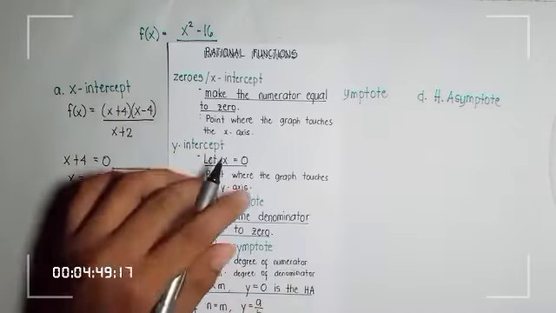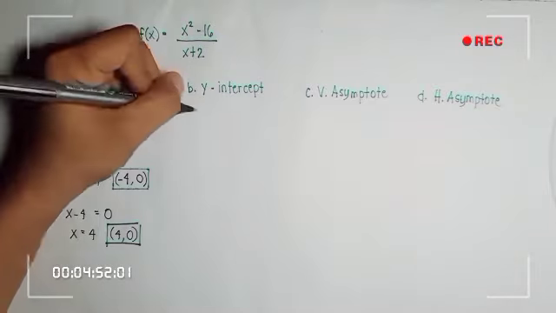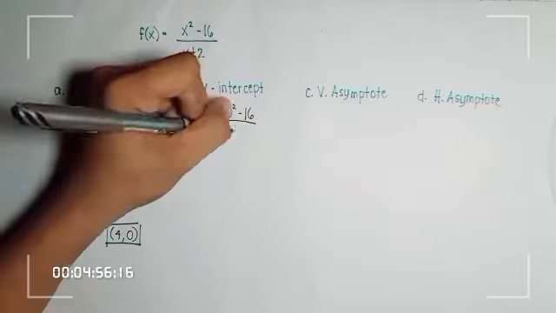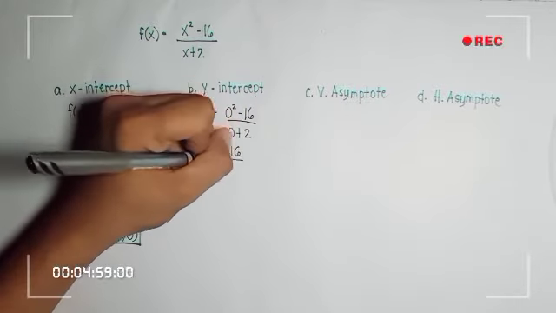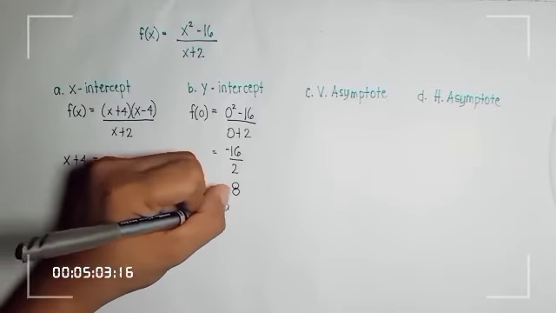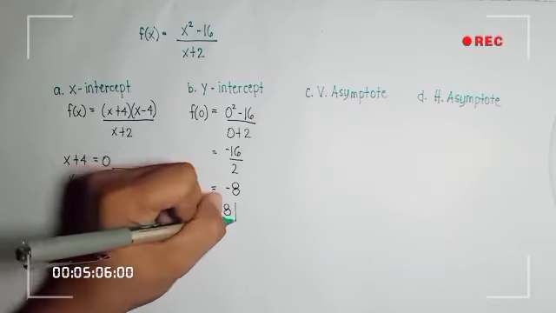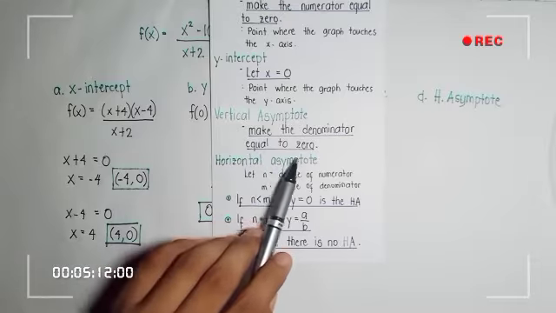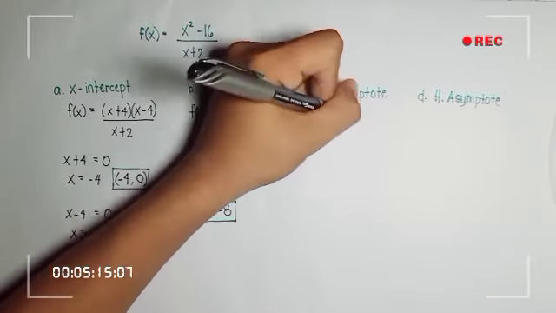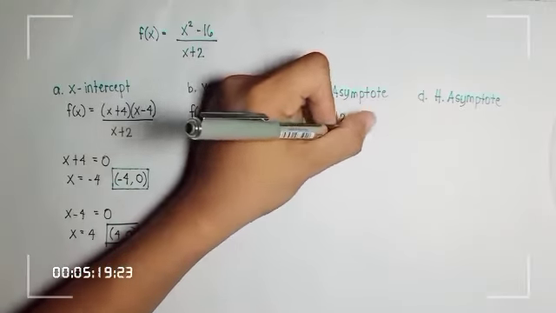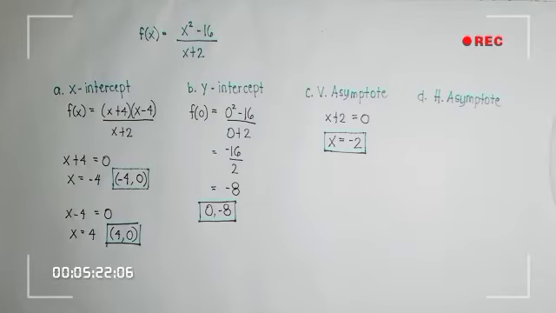For the y-intercept, just let x be equal to 0. Therefore, we have 0 squared minus 16 over 0 plus 2. What is left is negative 16 over 2, and that is equal to negative 8. The y-intercept is 0 and negative 8. For the vertical asymptote, just get the denominator and equate it to 0. We have x plus 2 equals 0, and we have x equals negative 2.